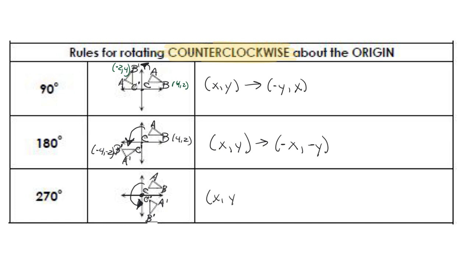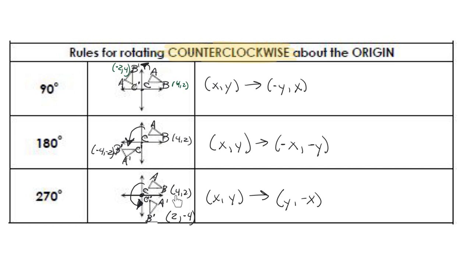So X, comma Y now becomes Y, comma, negative X. Again, using the same point, let's say that B was still at 4, comma 2. The new B location would be, let's see, X, comma Y would be at 2, comma, negative 4. That is where this new point of B would be: 2, negative 4.